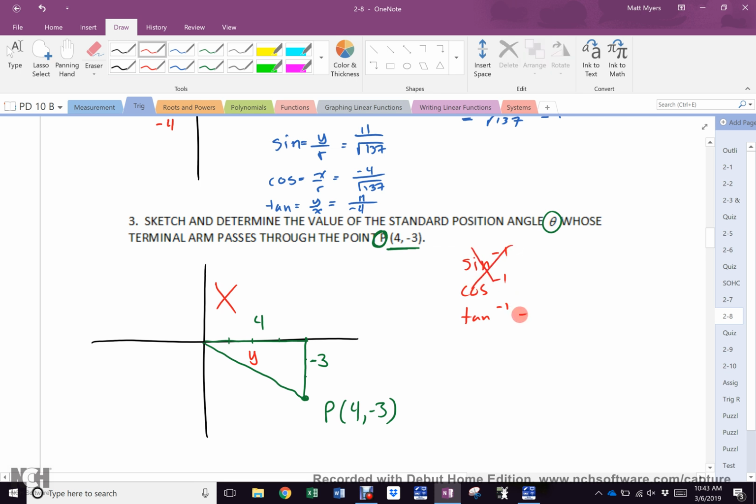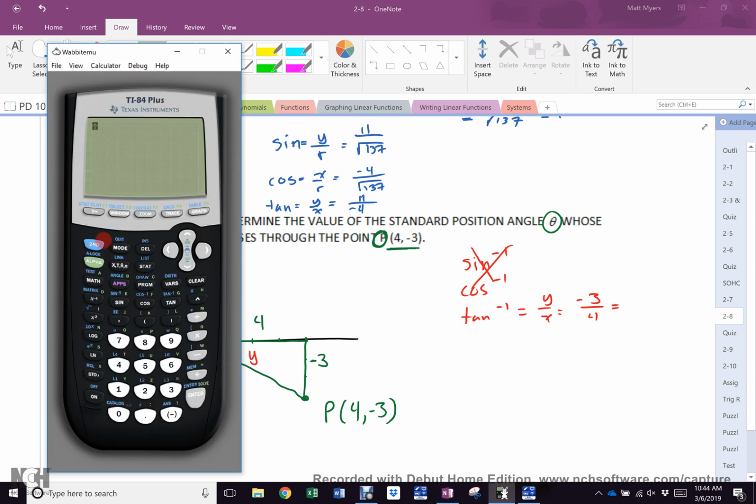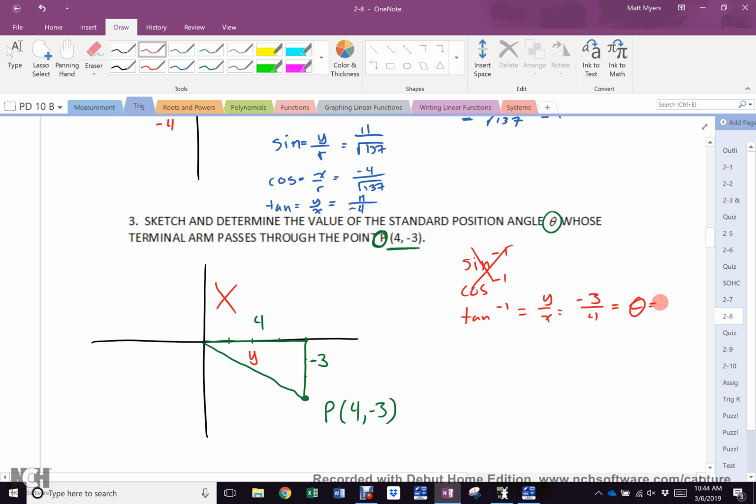So we can forget about them. Shift tan is what? Tan is what? Which in coordinates is y over x, which is negative 3 over 4. So shift tan is that. Now, when we go to our calculator, what happens? Shift tan negative 3 divided by 4. Weird. Theta is negative 37 degrees. That seems odd. Or is it?